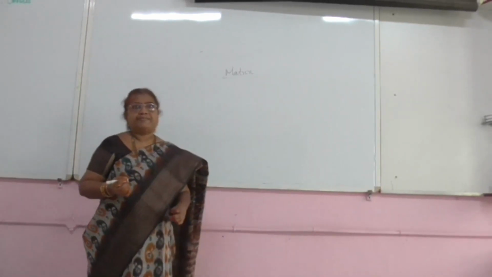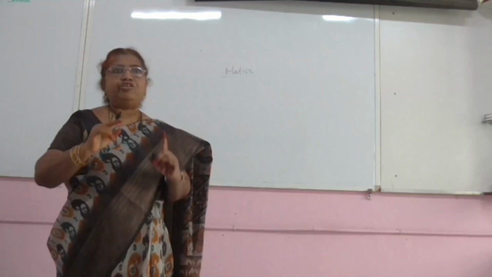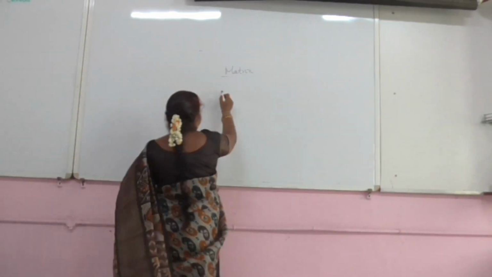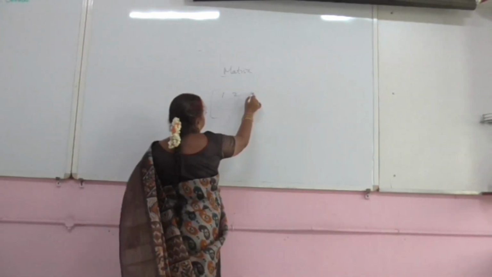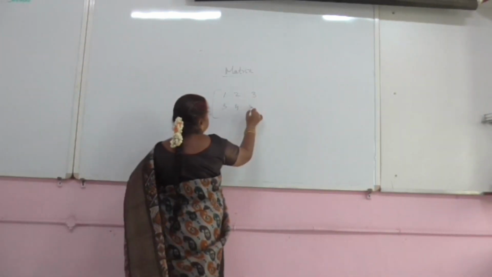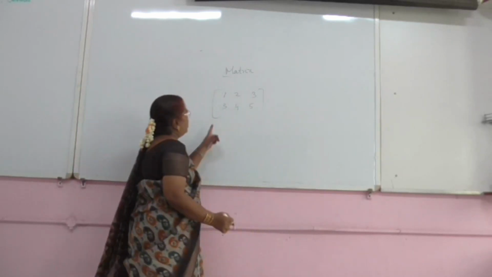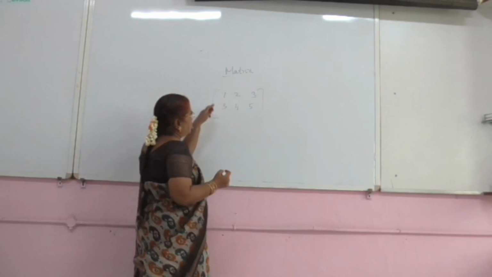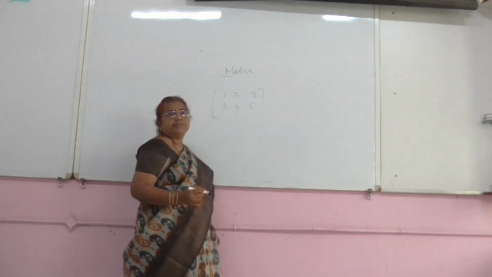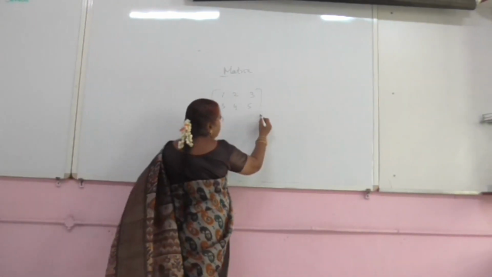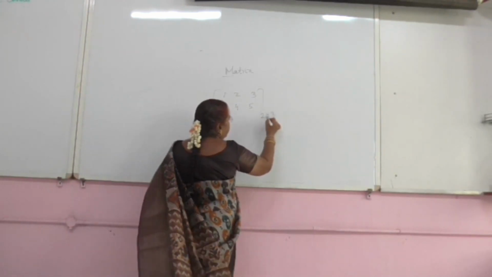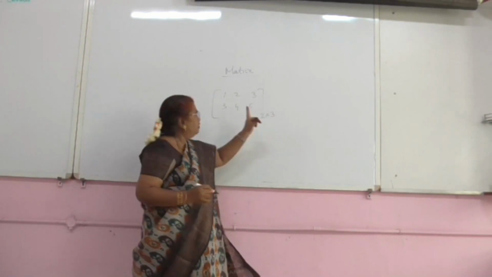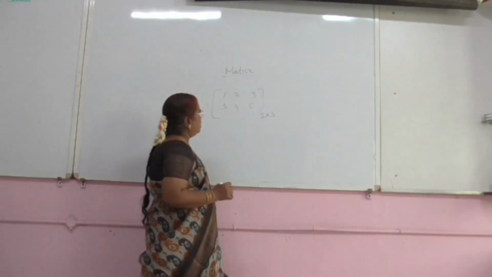What is a matrix? Matrix is an arrangement of elements in a rectangular array. This is called a matrix. How many rows are here? 2 rows. And how many columns? 3 columns. Therefore this is called a 2 by 3 matrix. The order of this matrix is 2 by 3: 2 rows and 3 columns.